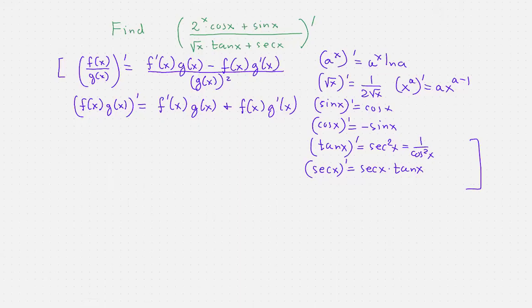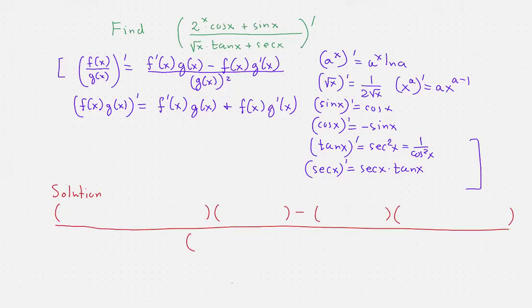So we will have a quite big first derivative to put in here times the denominator minus the numerator times a big derivative, which will be the derivative of the denominator, over the denominator square. Let's start by writing here the square of the denominator. Let's also write the denominator in here. So square root of x times tangent x plus secant x.